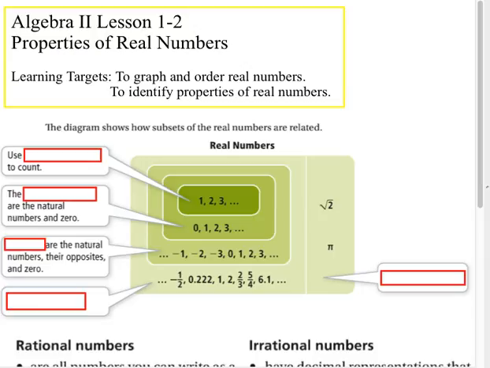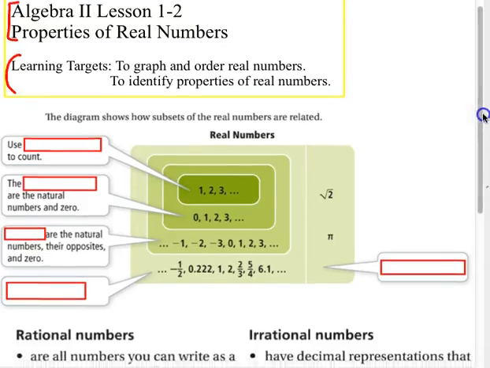Now, every time that you come across one of these videos, first thing you're going to notice is I'm going to label the lesson for you and what the title is. So here, properties of real numbers is what we're going to cover first. Right away following that, I'm going to label out the learning targets that this lesson is going to cover. So today we're going to talk about how to graph and order real numbers and to identify properties of real numbers.